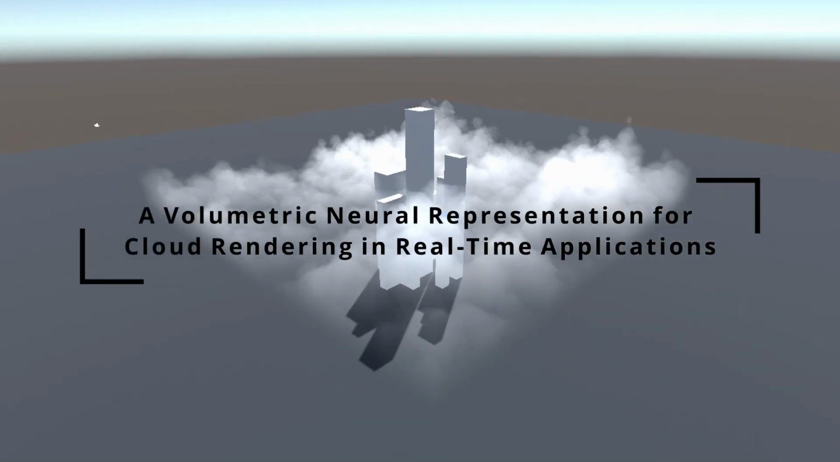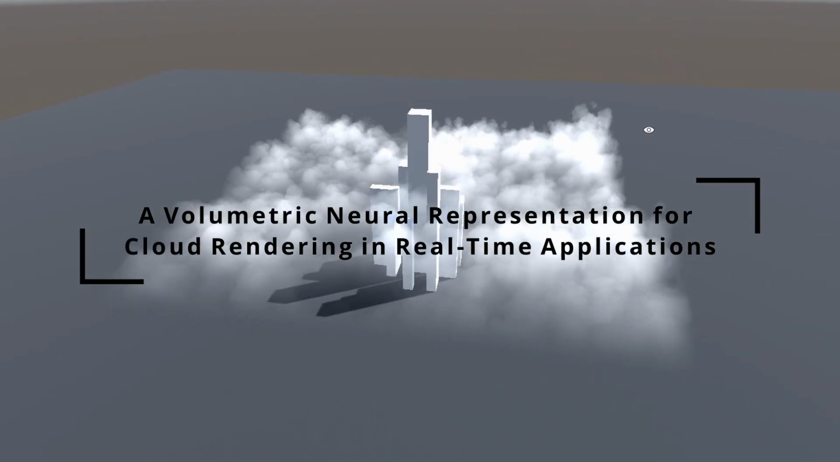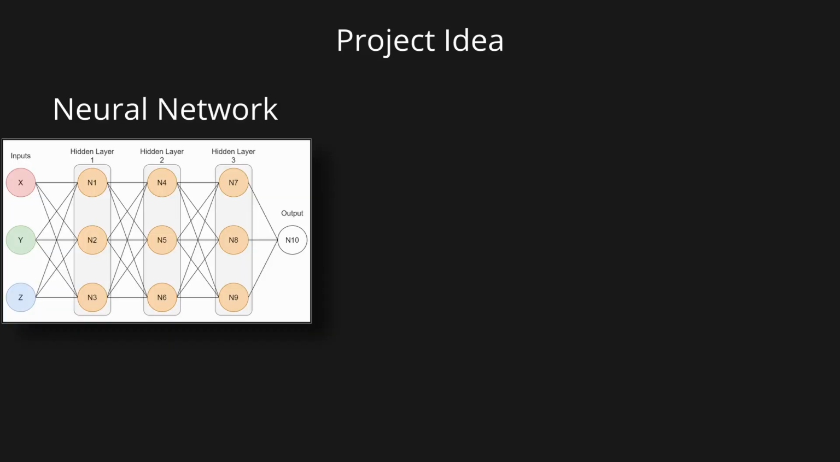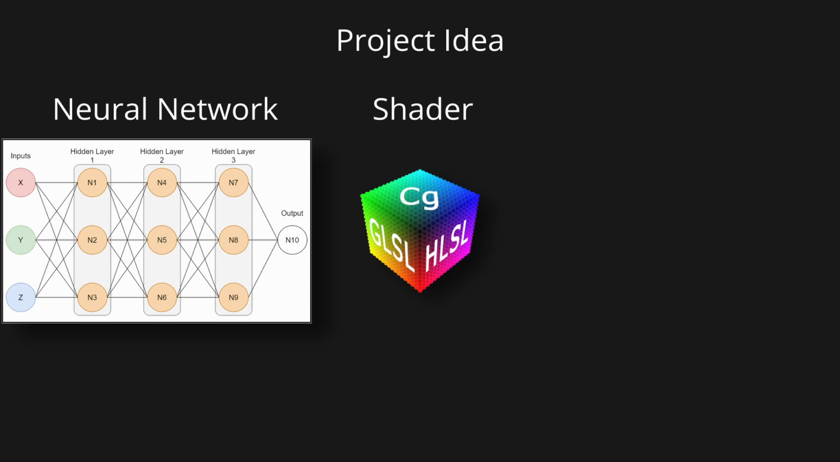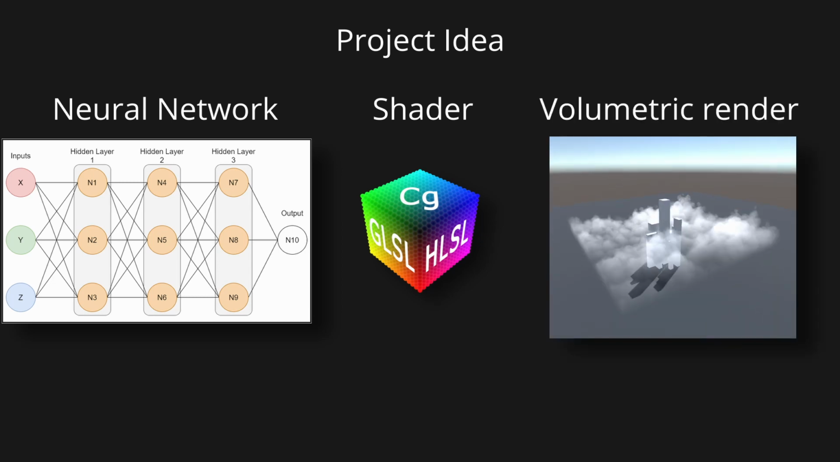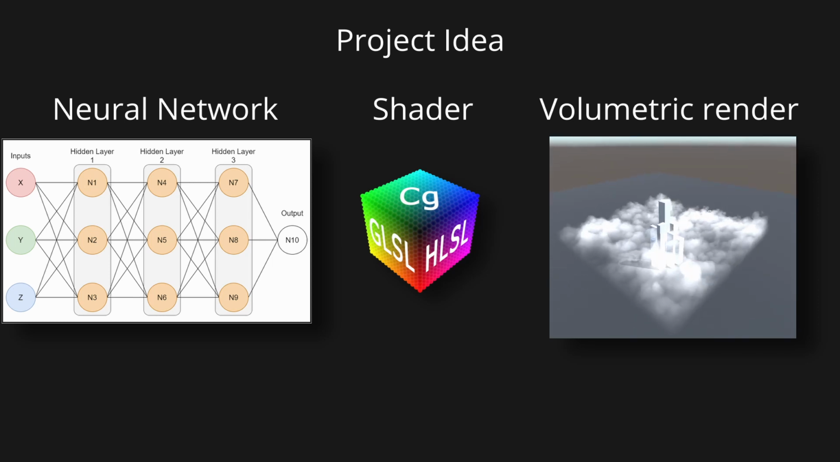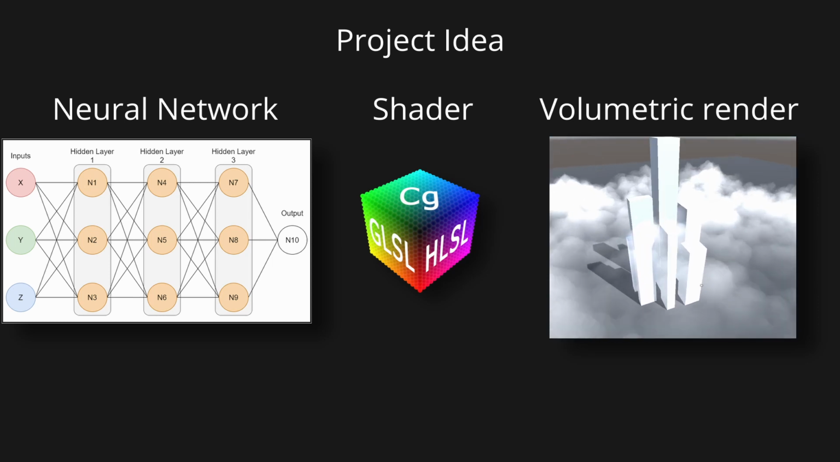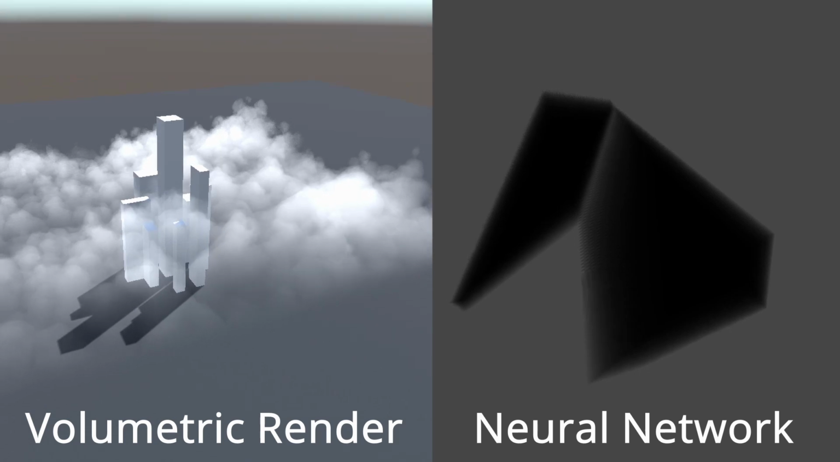Hello, this is my project on using a neural network to render volumetric densities. The idea of this project is to see whether a neural network can be trained and used within a shader to try and render volumetric densities like clouds, and to see if using a neural network is faster than sampling 3D textures. The project is composed of two parts.